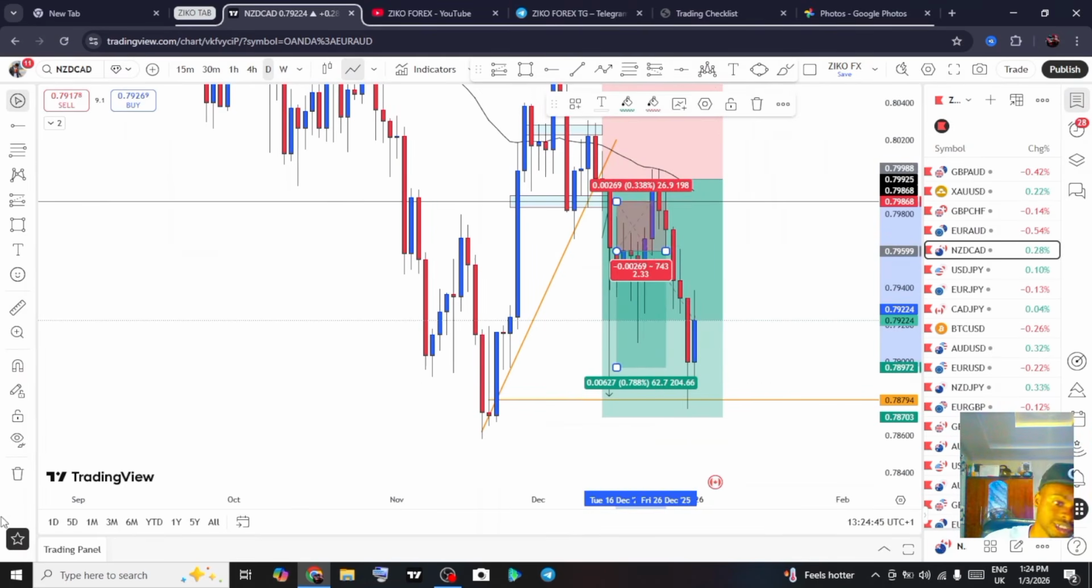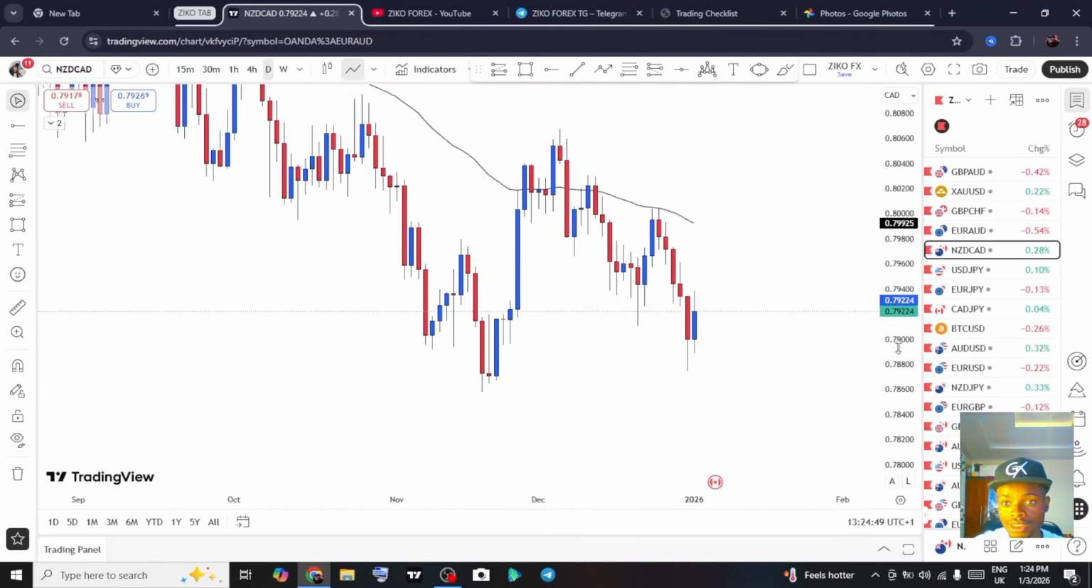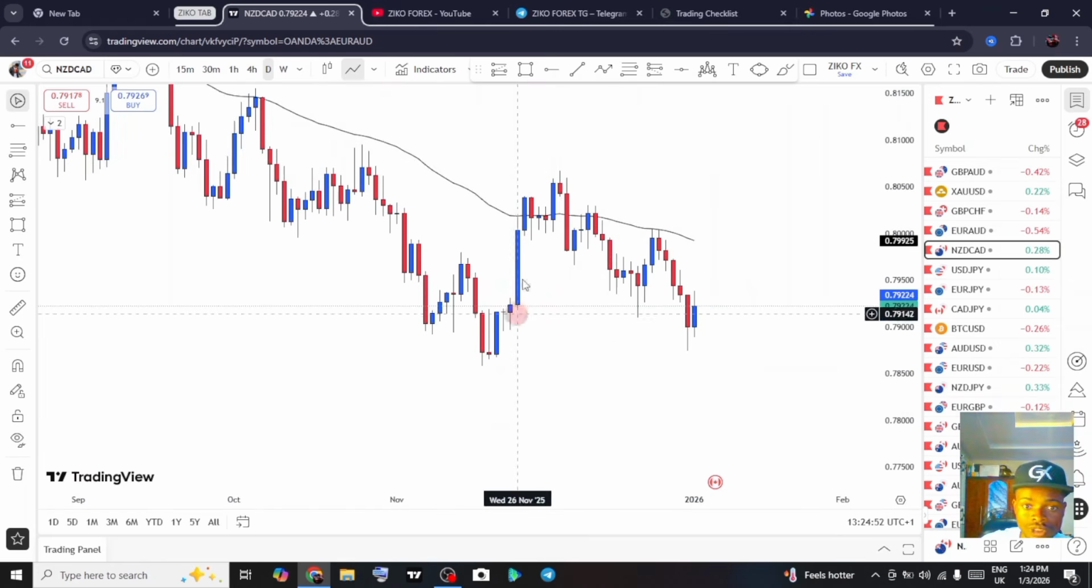All right, so that was last year. Let's just go to this year and see what we have anyway. Right, so NZD CAD, next pair. The daily time frame is currently bearish. If you read this market structure clearly, let us just do it together.